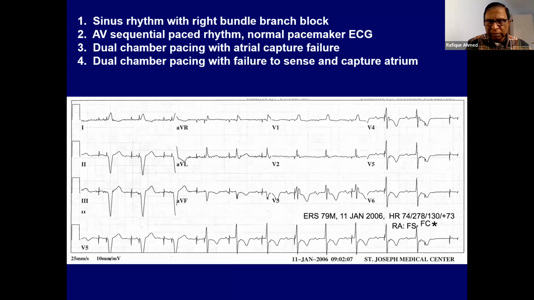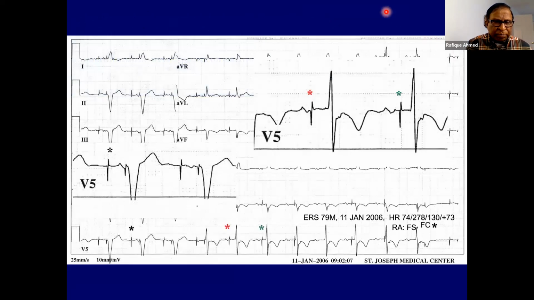So this is better. I think both C and D. C is partially correct. I'm going to enlarge this ECG. Look at this. If you look at this one, I don't think there is any capture. But over here is different. There is a P wave. So it's intermittent capturing in the atrium, number one. This one did not capture. This one did capture. Here is sensing failure.